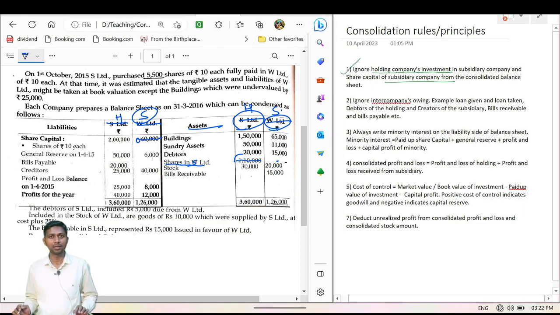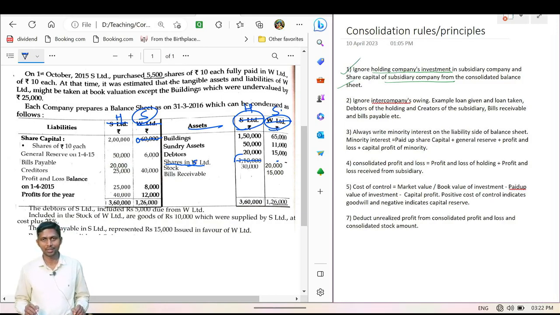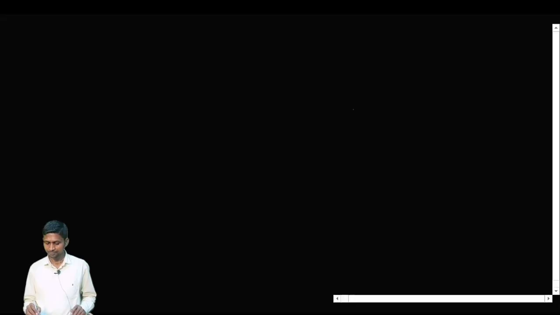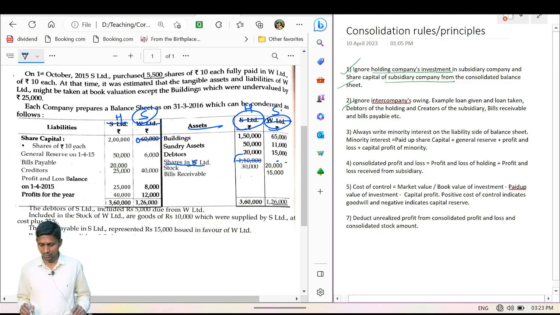Let it be any balance sheet of holding as well as subsidiary. In a consolidated balance sheet, ignore the holding's investment in a subsidiary and the total subsidiary share capital. Understood the first rule? If you follow this rule in the exam, then you will get the marks of this rule. Correct? One or two marks just by ignoring these two figures. Simple. Then second. Now what is our second rule?